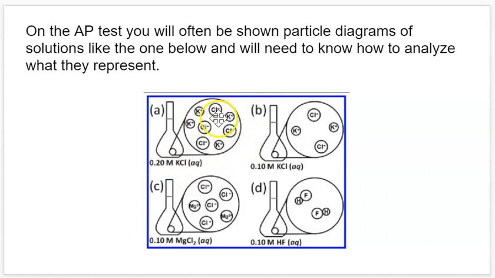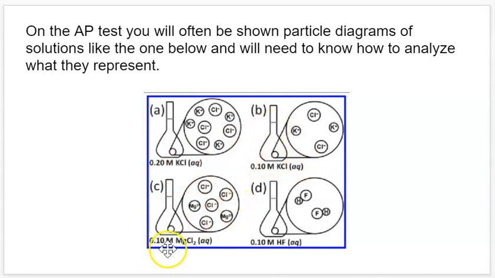So this might not really mean anything in terms of 0.2, but we can use this as sort of a relative guide to compare to other solutions. So here we have a 0.1 molar potassium chloride solution, and you can see here we have half the number of particles. And that makes sense because the concentration of 0.2 molar should be double the concentration of 0.1 molar.